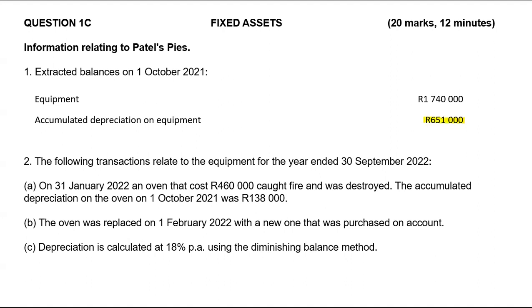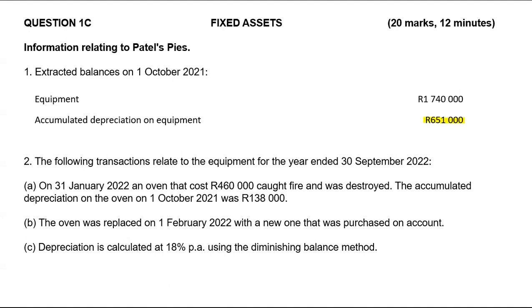Is it 4 months? It's October, November, December, January. It's 4 months. Okay. Note that 460,000 is also within that 1,740,000. It is in there. It's included in there. We'll get to it later on.